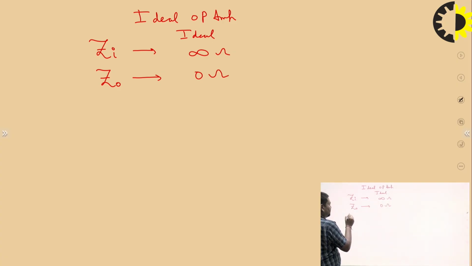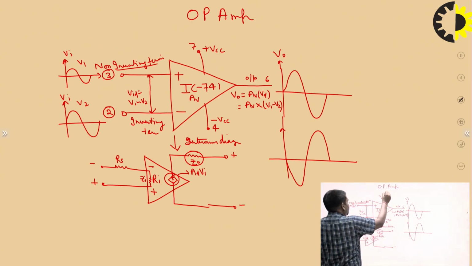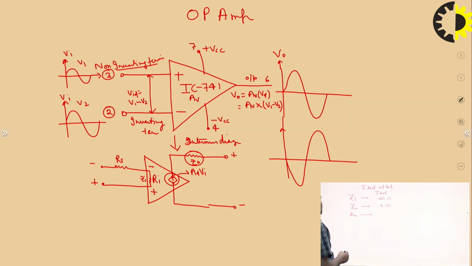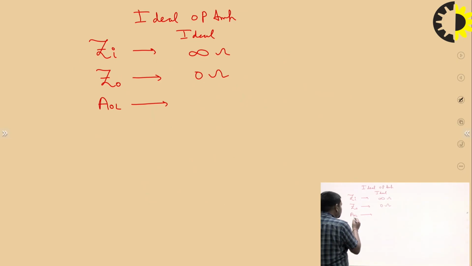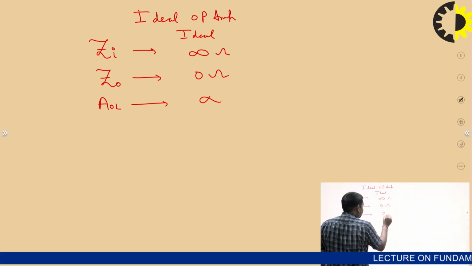Third one is what is the open loop gain, AOL. What is the meaning of open loop gain? If in any op-amp we have not applied a feedback, positive or negative, such an op-amp is called an open loop operational amplifier. So the open loop gain of any ideal op-amp should be infinite.